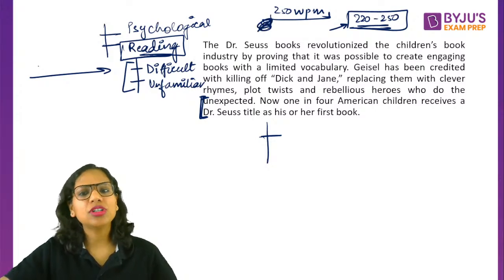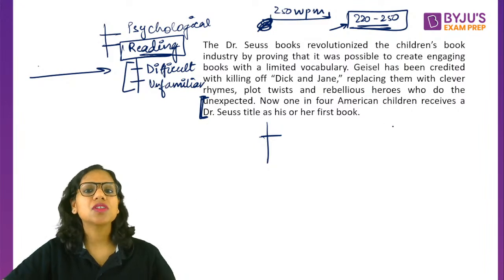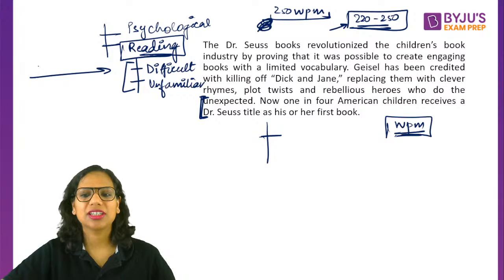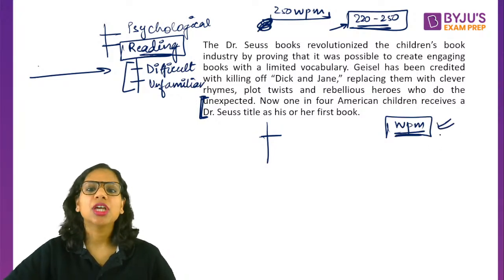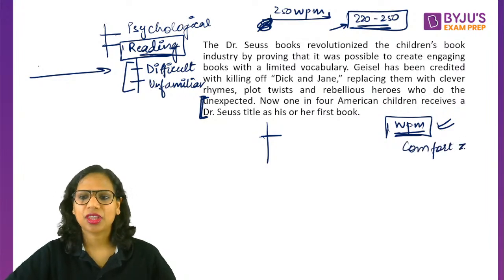Or wait, don't compare it with this. See what is your reading speed. See what is your current reading speed. How many words per minute is your reading speed? Find that out today. Just use a stopwatch and see how many words you're able to read with comprehension. So that is your comfort zone speed.